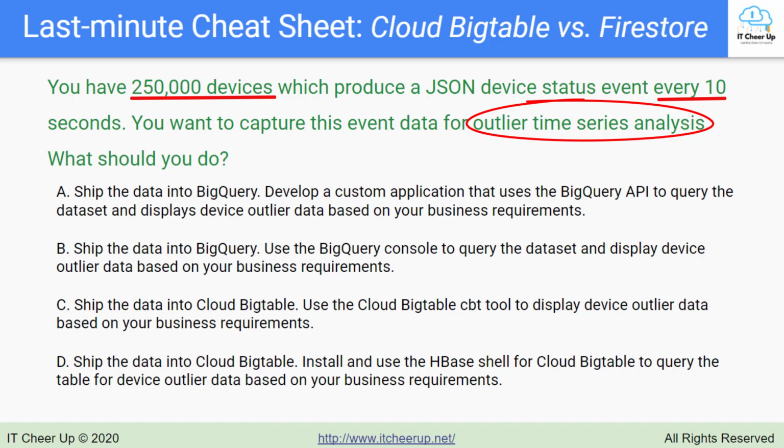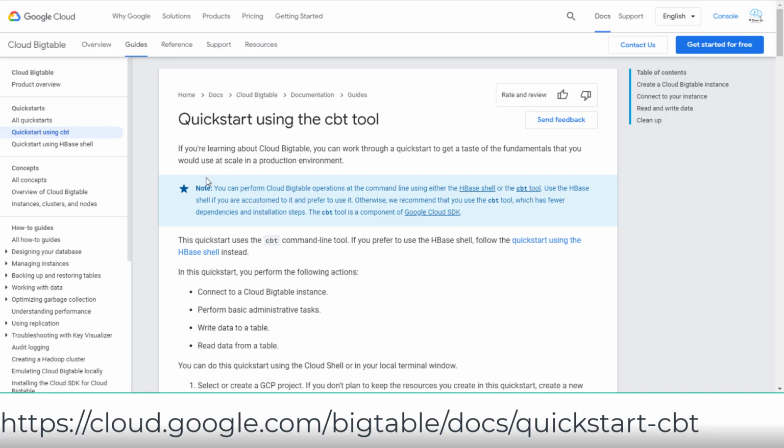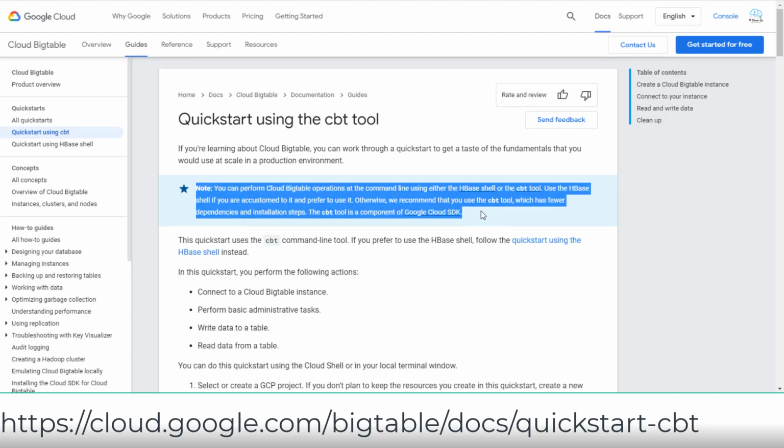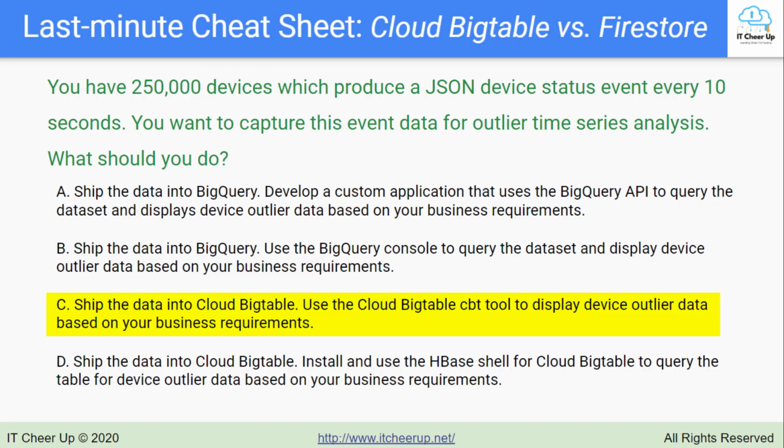You can perform Cloud Bigtable operations at the command line using either the HBase shell or the CBT tool, but pay attention to Google load. Use the HBase shell if you are accustomed to it and prefer to use it. Otherwise, we recommend that you use the CBT tool, which has fewer dependencies and installation steps. So the correct answer is C.